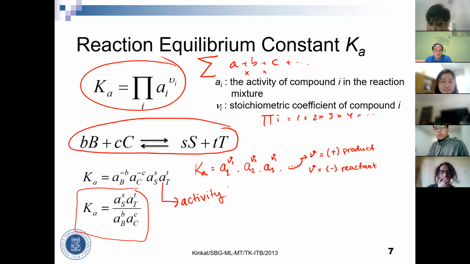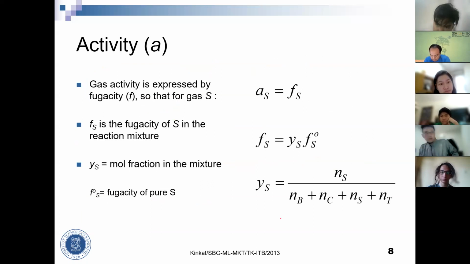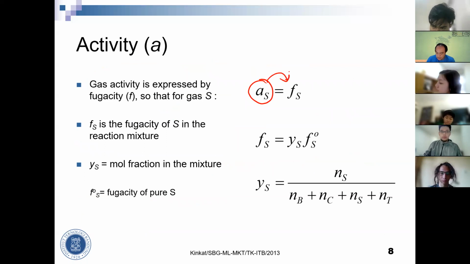liquid phase or in the aqueous phase. How if the reaction happens in the gas phase? In the gas phase, the activity equals fugacity. For the gas phase, we use fugacity. So in the liquid phase or in the aqueous phase, we use concentration as activity, while in the gas phase we use fugacity.